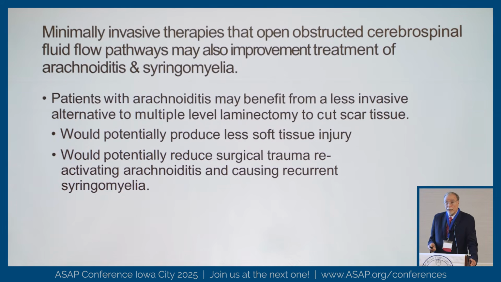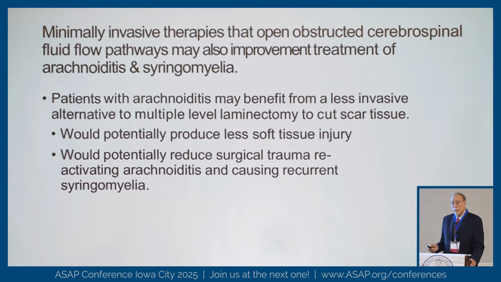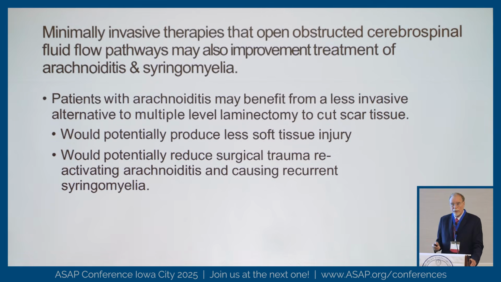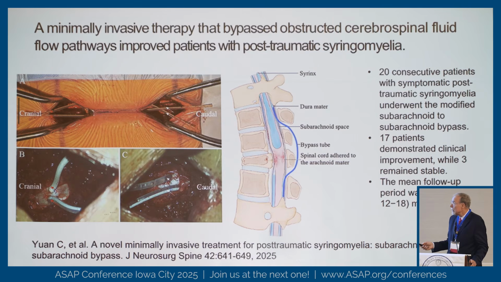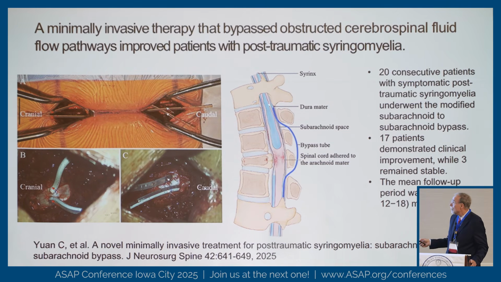Okay, so what can we do? What we've thought is make the trauma or make the surgery less traumatic. And if we could use an endoscope rather than open surgery, perhaps that would do so. Another way to do it, and this was from China, is to do a bypass of the scarred area. Just put a shunt in, or in this case, 2 shunts.